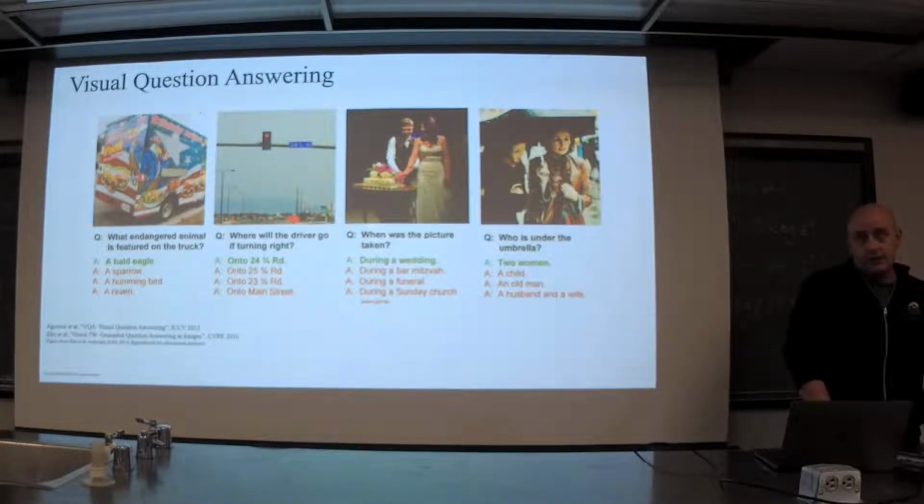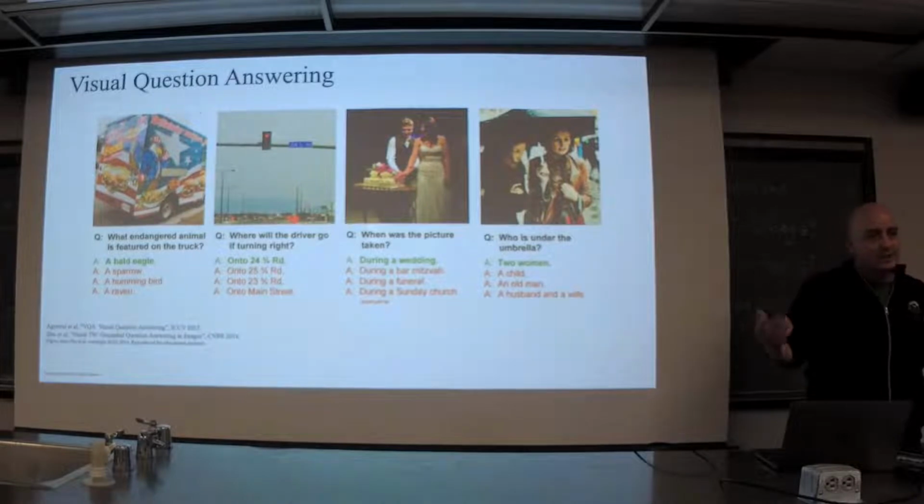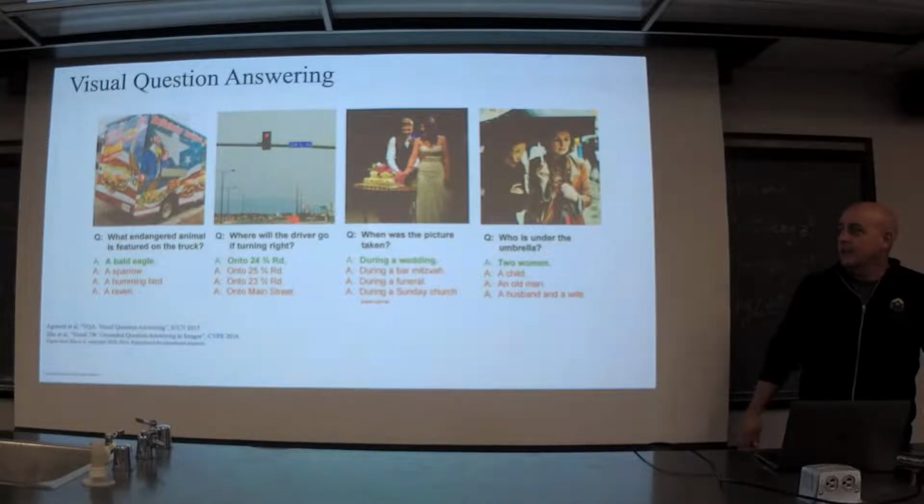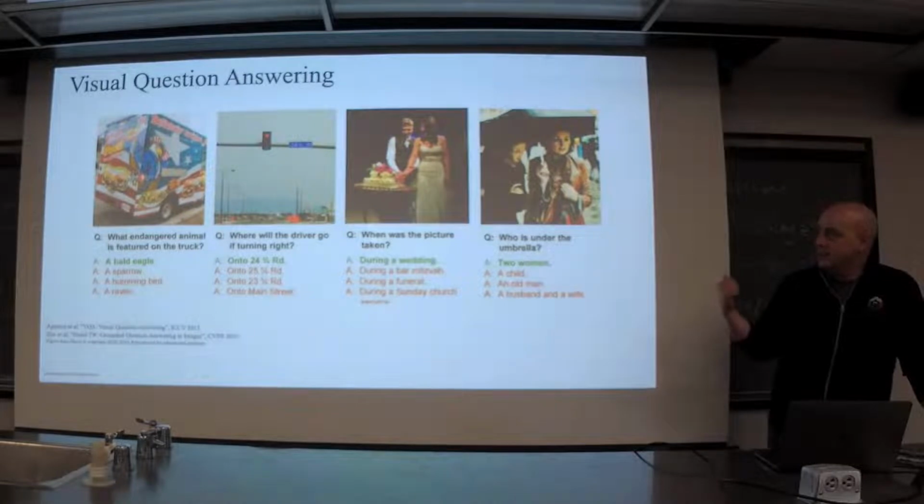One of the harder and more interesting problems here is this idea of question answering, or in this case visual question answering. So you're given an image and then you're asked a question about something in the image, and then you're asked to give an answer. And in this case, you can think of this in two ways.